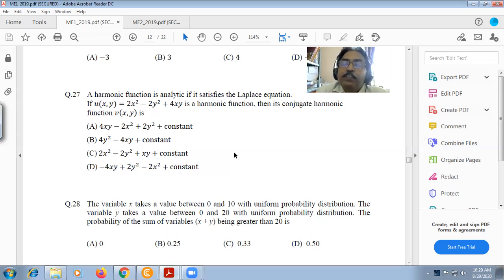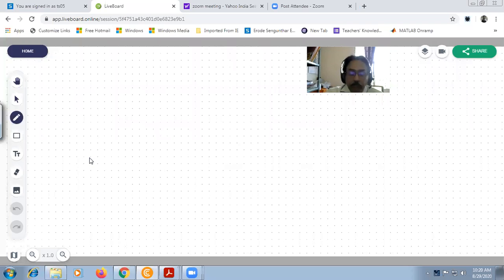An analytic function always satisfies Laplace equation. A function that satisfies Laplace equation need not be an analytic function. So the vice versa is not true. So if u of x comma y is equal to 2x square minus 2y square plus 4xy is harmonic, it is given harmonic. So whenever we say a function is analytic, you have to bring it to your memory, the CR equations.